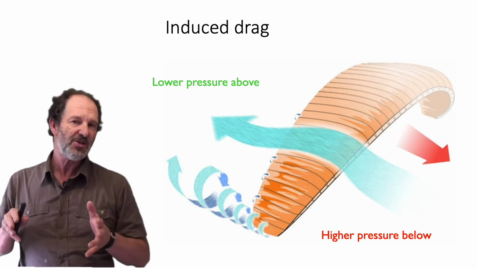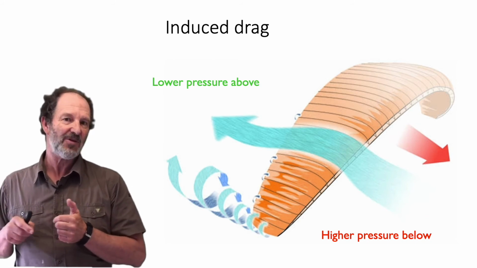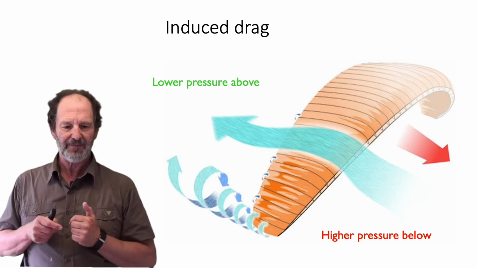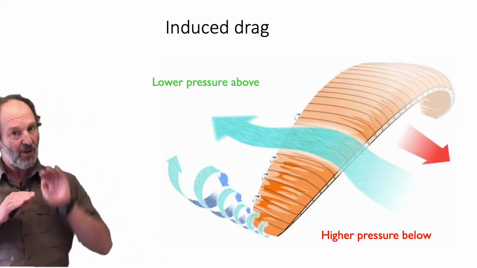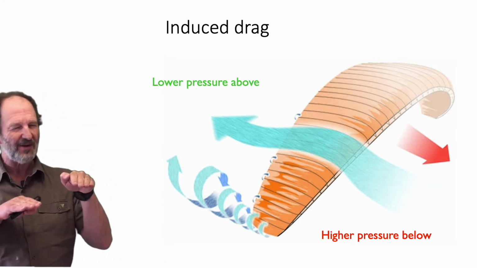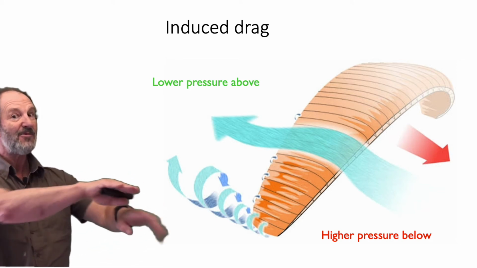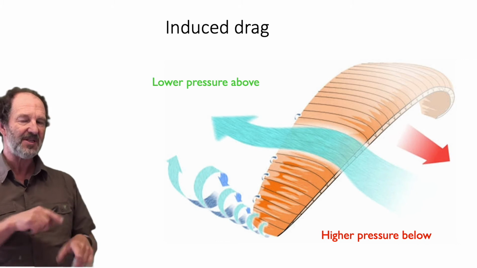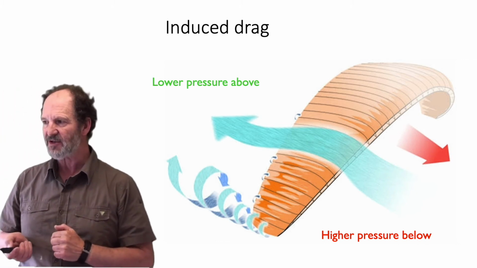So induced drag just means drag that is induced by the action of the aerofoil generating lift, essentially. Also, although it's not shown in this diagram, the airflow over the top of the wing and the airflow underneath the wing are in slightly different directions as well. They actually diverge slightly, and when they recombine at the trailing edge or at the tips, that also adds to generating the vortex which creates drag.